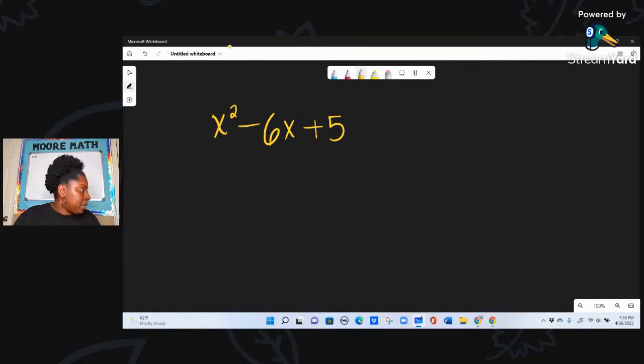Okay, like factoring that, and that equals 0. Okay.